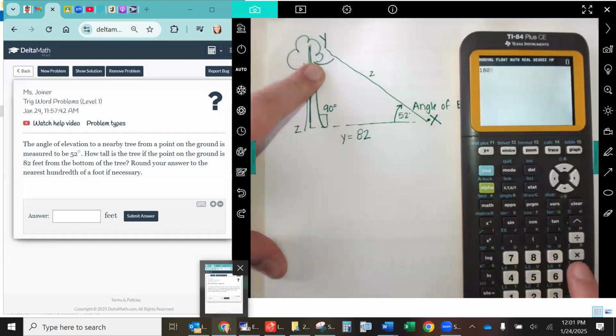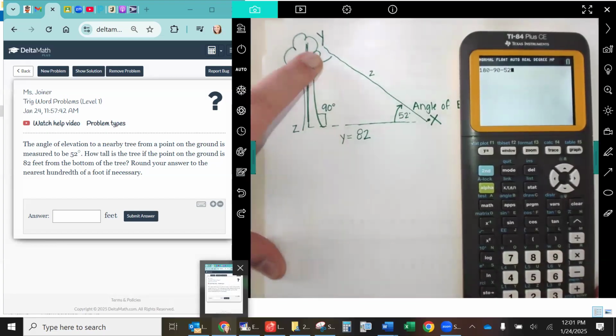Wait, have you got the 52? It said it in the question. This is why I hate word problems. Okay, well.